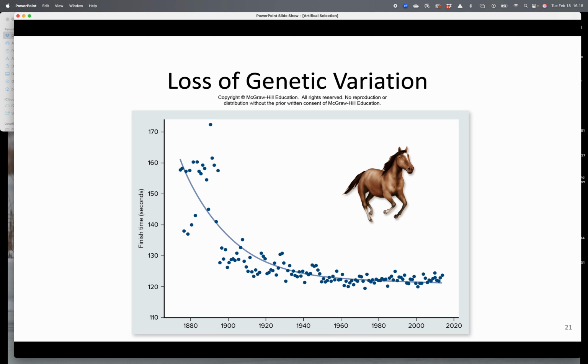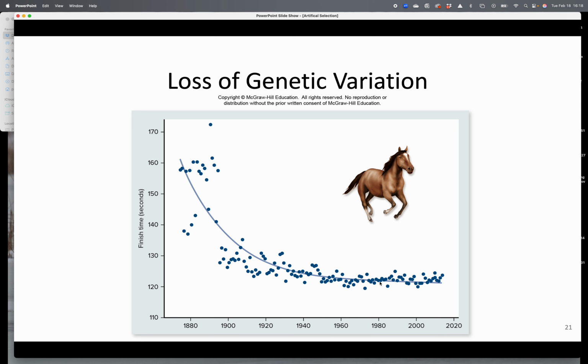When we think about a loss of genetic variation, we've already mentioned it with the corn oil experiment, but this is a figure from your book looking at racehorses. And this is the finishing times of racehorses in the Kentucky Derby. You can see that back in the late 1800s, racehorses were very slow relative to modern racehorses. But then breeders were breeding racehorses to be faster and faster. And with that selection, the finishing times in the Kentucky Derby went down at a pretty fast clip. There's a really fast decrease in the finishing times, meaning faster and faster horses.